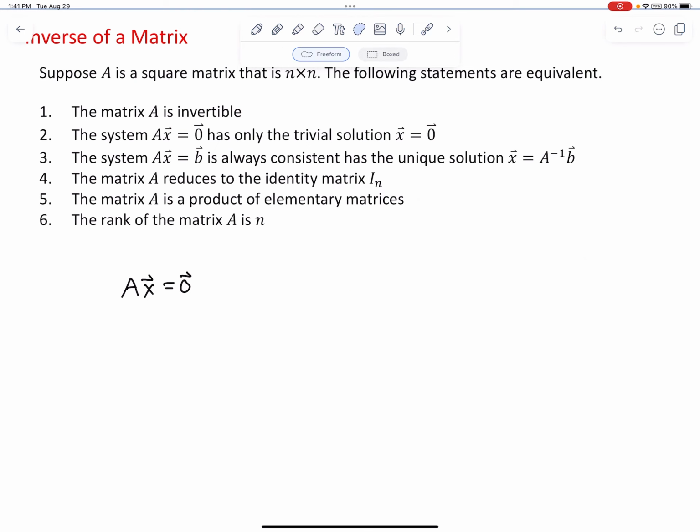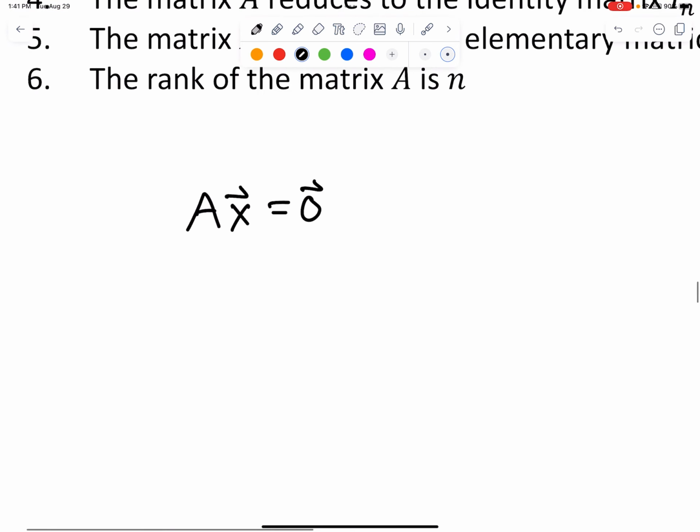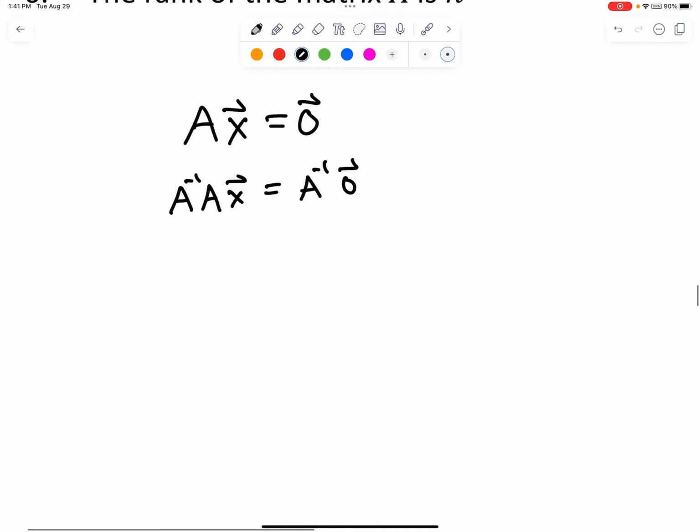If we have a system in matrix form, Ax equals 0, and A is invertible, then we can multiply both sides of this equation on the left by the inverse of that matrix A. So whatever the inverse is, we know it has one because we're assuming statement 1 is true. We're assuming that A is invertible. We have some sort of n by n matrix, and we're multiplying it by the n by 1 0 vector.